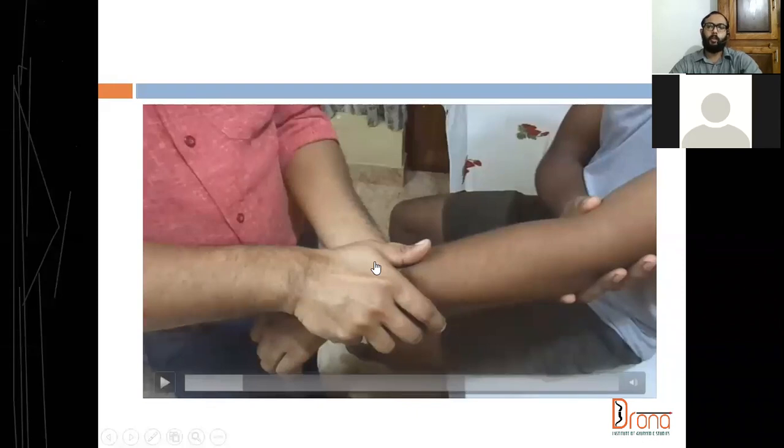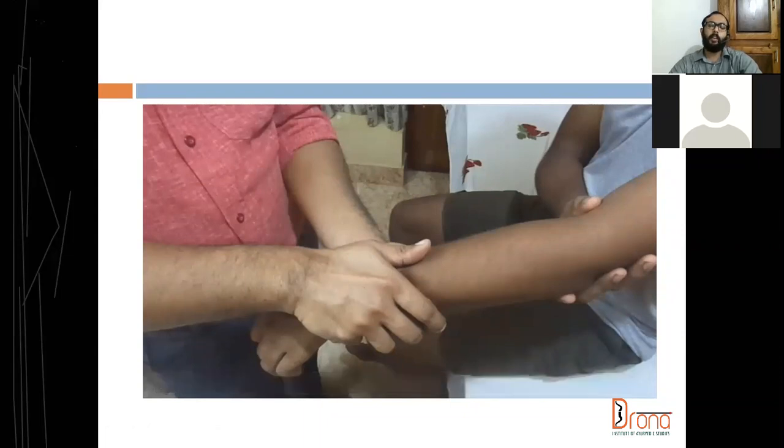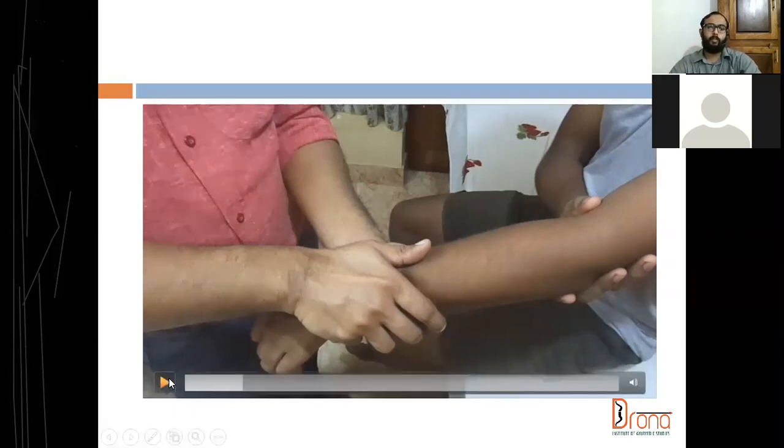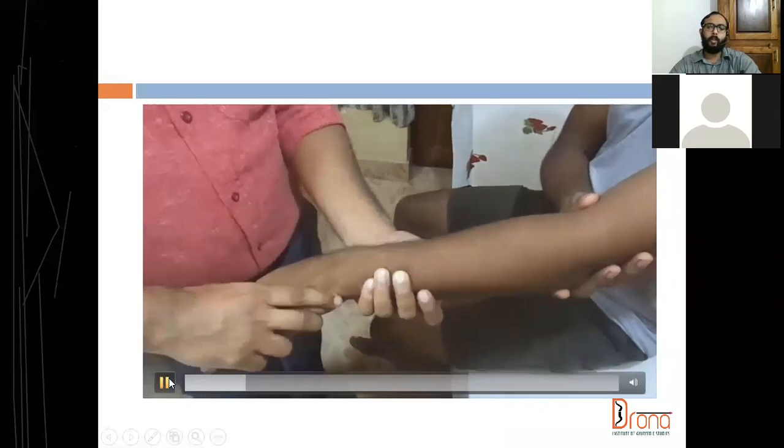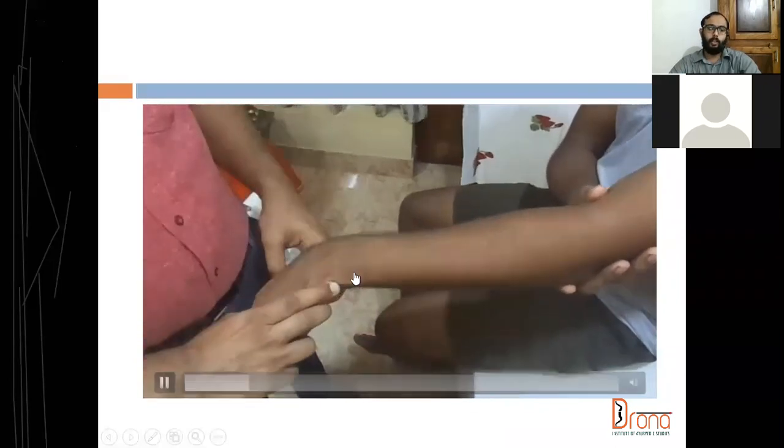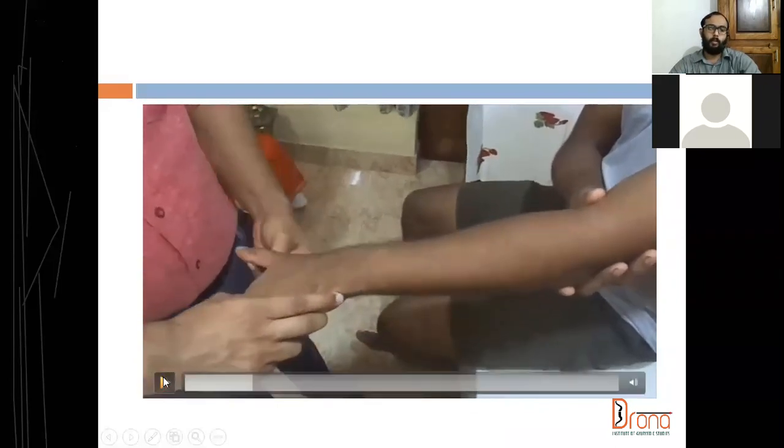For the dorsal or posterior displacement, using one thenar eminence, support the proximal fragment, and then using the other thenar eminence, correct the posterior displacement by pushing it downward. This is the reduction method of Colles fracture. Colles fracture is very common. We can reduce this with this particular reduction method.